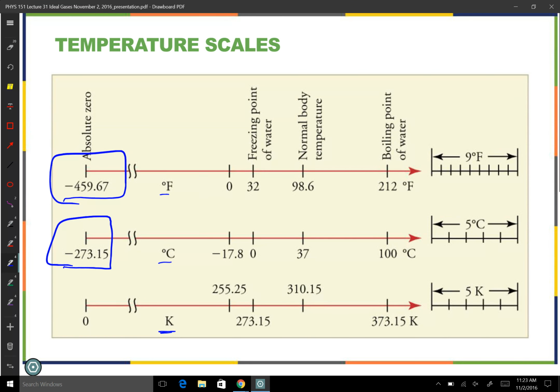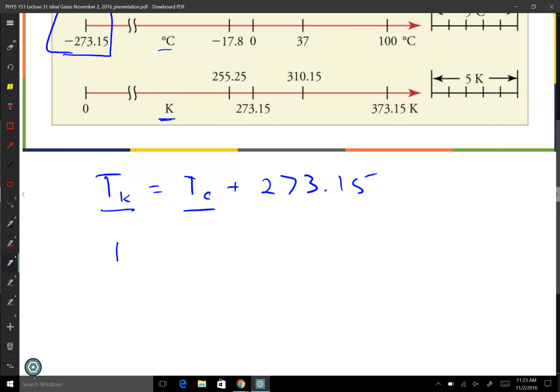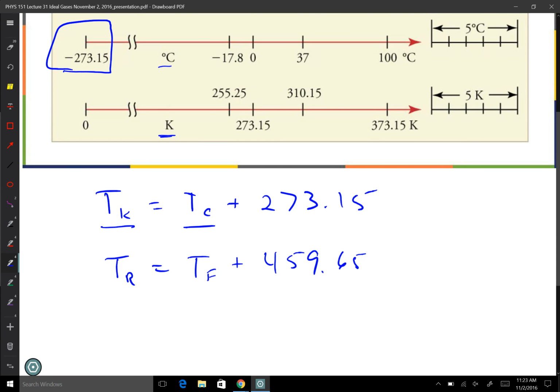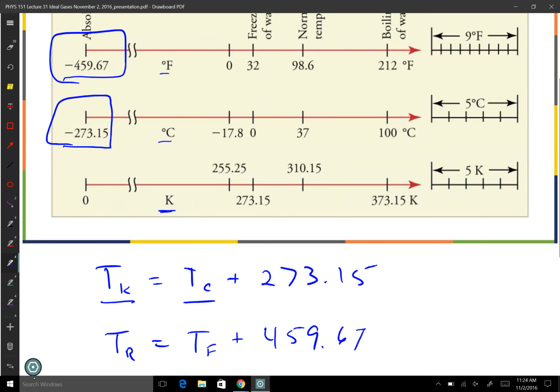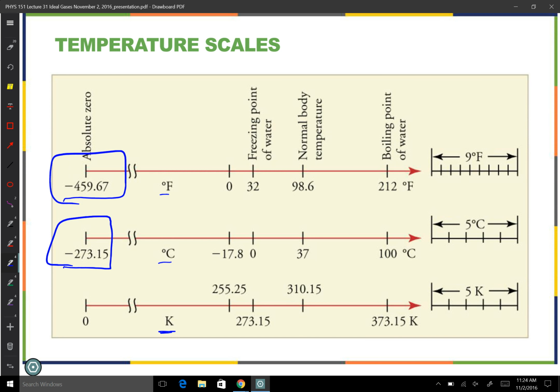Now, what if we were old school? What if we wanted to use Gabriel Fahrenheit's temperature scale? There is a temperature scale that you are not responsible to know a thing about, called the Rankine temperature scale. And temperature Rankine is equal to temperature Fahrenheit plus 459.67. It's also an absolute temperature scale, but we simply won't use it. If you ever see it, you can know what it is. You will not see it in my class on any kind of test or homework, I don't think.